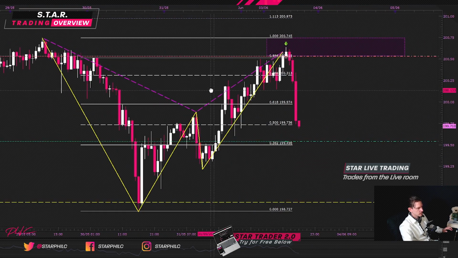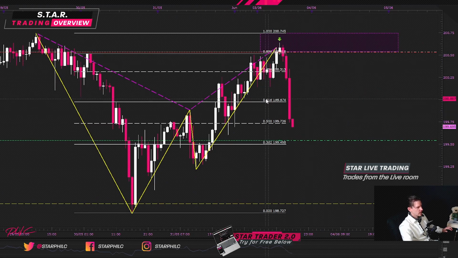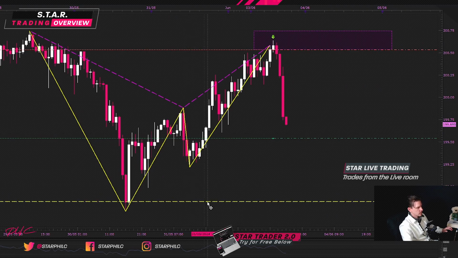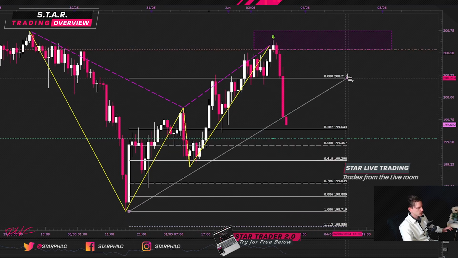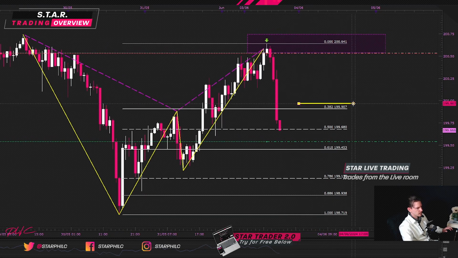Now, oops, just jumped around there. Now, where was target 1? 382. So let's grab another Fibonacci retracement from this low to this high. So swing low all the way up into swing high right there. Now, 382 was our target 1.